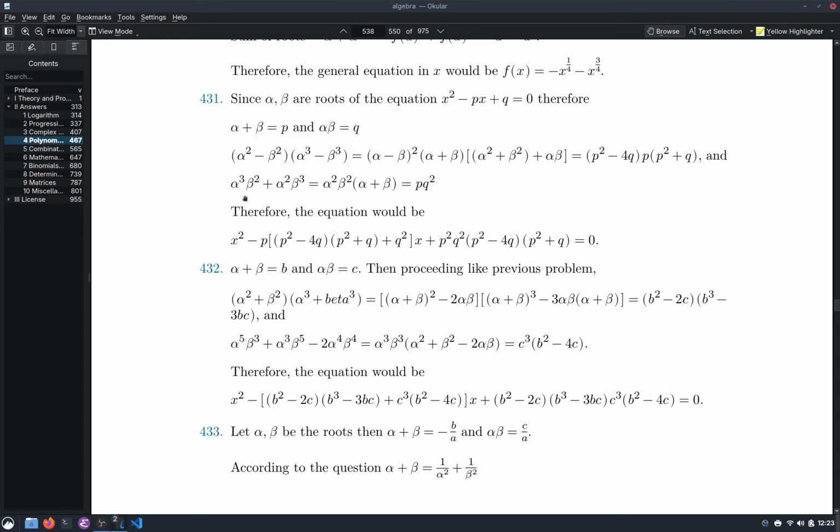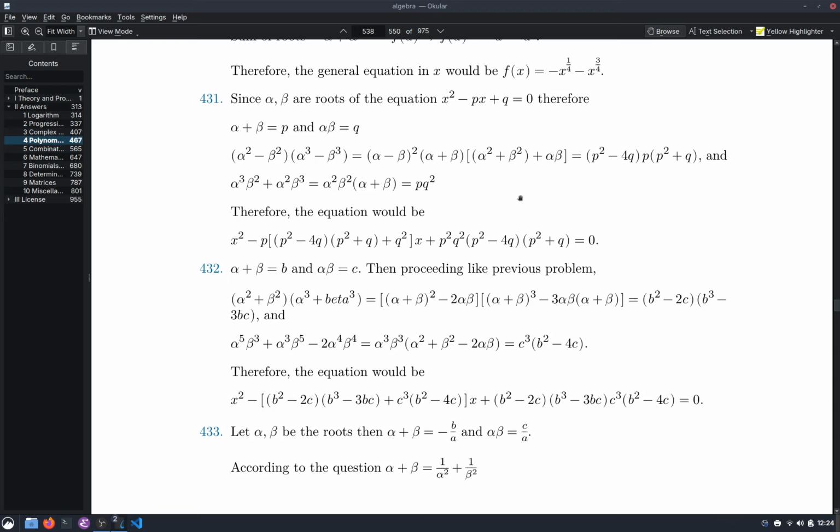And the other root would be alpha cube beta cube plus alpha square beta cube. So we take alpha square beta square common and we have alpha plus beta. So in this case, the values when we substitute is p into q square. There might be some mistake here. Alpha square plus beta square plus alpha beta is equal to alpha plus beta whole square minus alpha beta. So there should be a minus sign here, p square minus q. Okay, so that is a mistake.